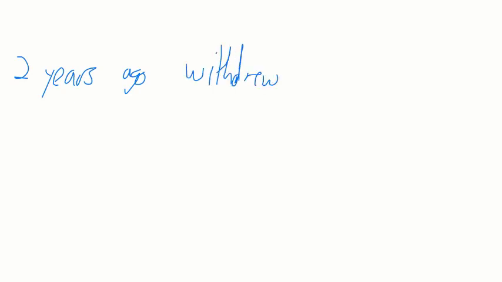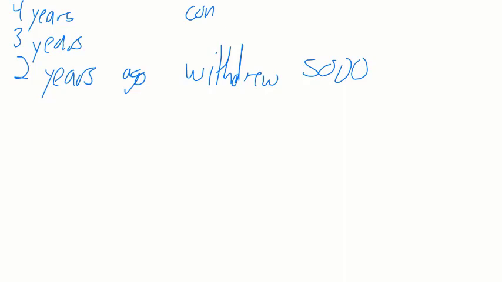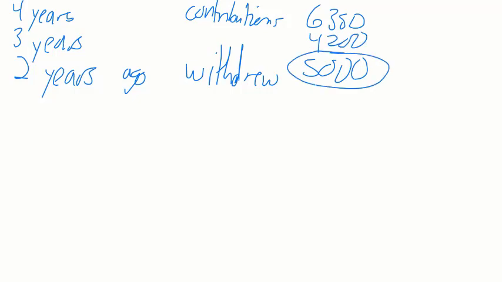So it says 2 years ago, he withdrew $5,000. So we would look at this and say 3 years ago, and we would look at 4 years ago, because we would always look at the year of withdrawal plus the previous 2 calendar years. So there were contributions of, 4 years ago, a contribution of $6,350, and 3 years ago, a contribution of $4,200. So the entire $5,000 is going to be attributed back to Ben.